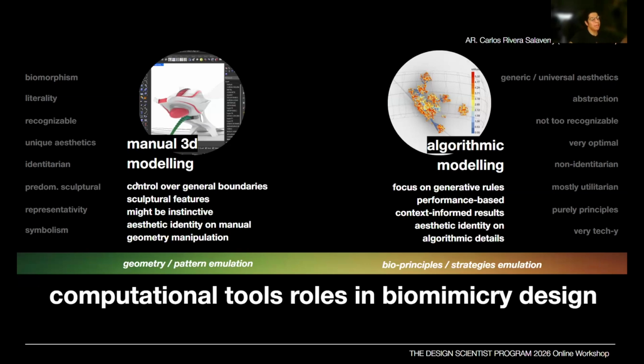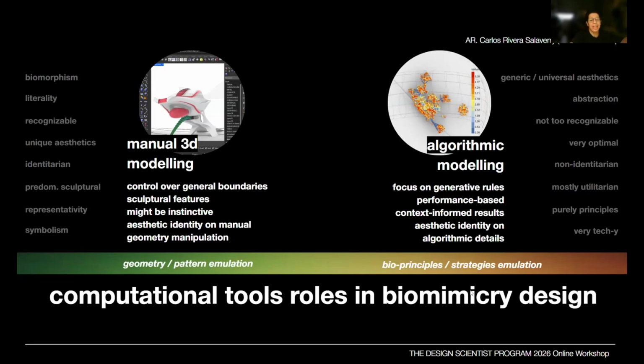And well, we can say that with manual 3D modeling, for example using Rhino only, we get control over general boundaries. We get control over sculptural features. It might be a little bit more instinctive, and the static identity is based on manual geometry manipulation. So this one goes a little bit better when we start going to this left side, in which we are looking for more of the biomorphism and the literality, or maybe the sculptural and the cultural as well.